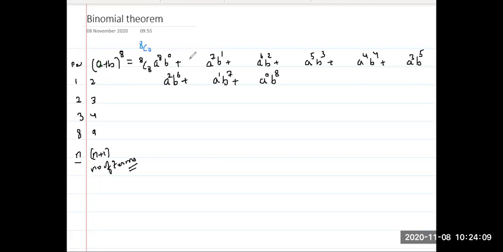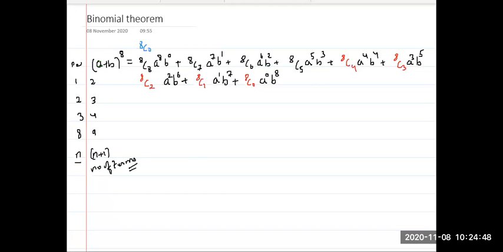Now, when you talk about this, the coefficient will be what? 8C7. Yes or no? Step by step, it is 8C6, 8C5. I'll just change the color for coefficients. Okay, 8C4, 8C3, 8C2, 8C1, and 8C0. Got it, everyone?